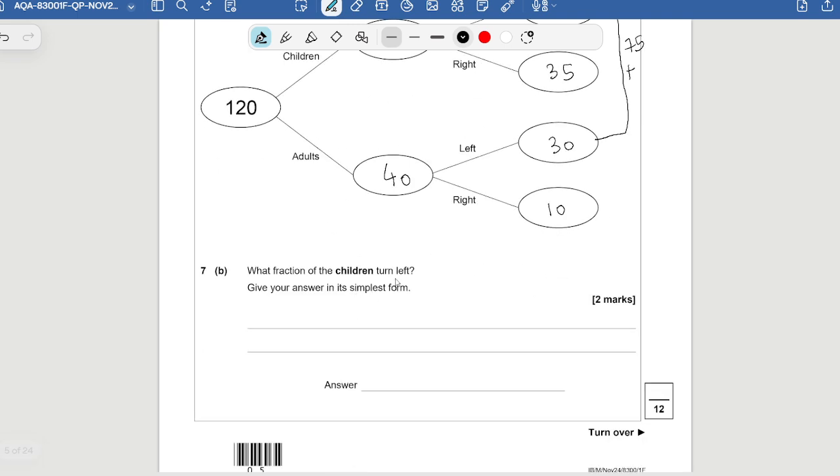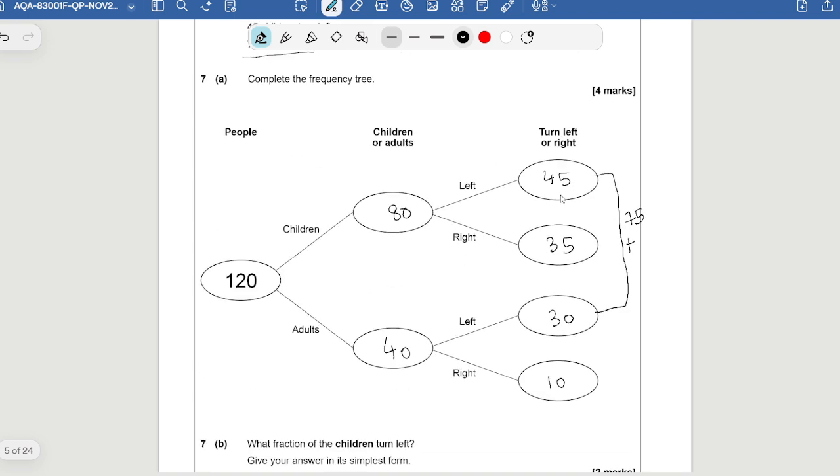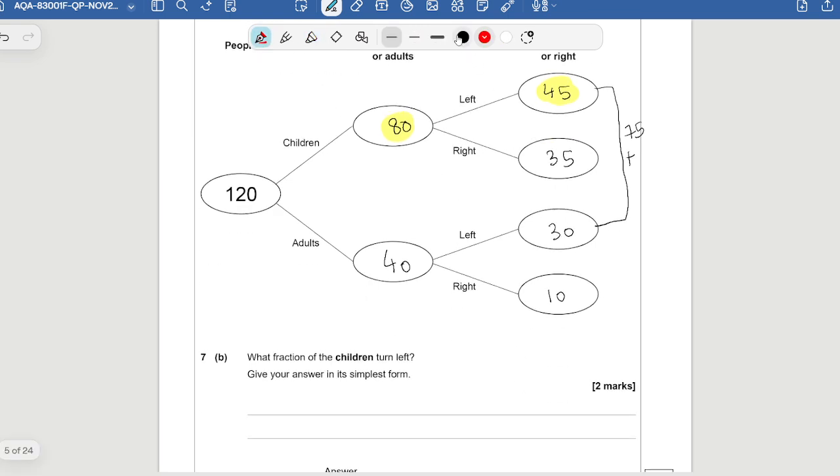What fraction of the children turn left? To find the fraction of children who go left, we have to find how many of the children go left. Let me highlight it. So 45 children go left out of a total of 80 children. So as a fraction, I will write 45 out of 80. And the answer has to be in simplest form, so you can simplify it by dividing the numerator and denominator by 5.